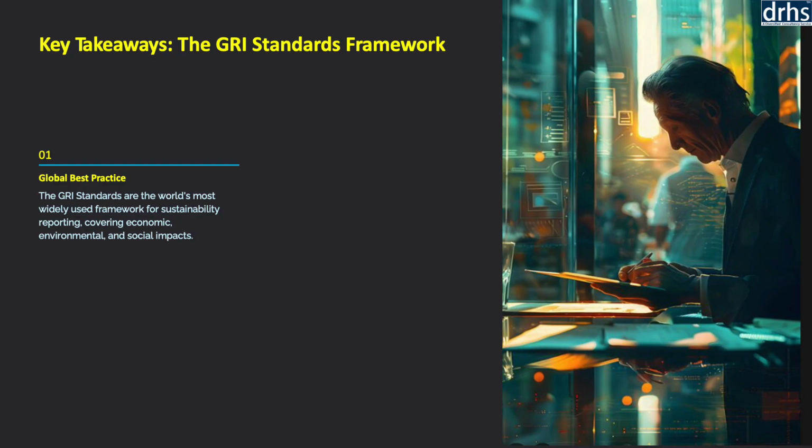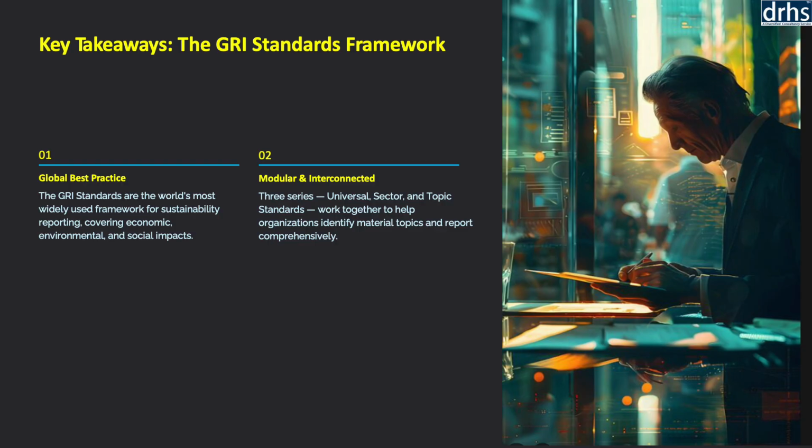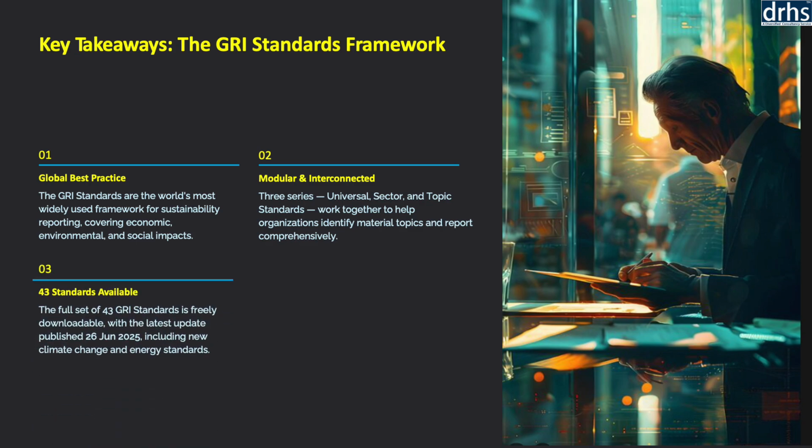Its modular and interconnected architecture, comprising universal, sector, and topic standards, enables organizations to identify material issues and construct disclosures that are both comprehensive and contextually relevant. The reference to the complete catalog of standards highlights the breadth and dynamism of the GRI system, reflecting continuous updates in response to emerging global priorities such as climate change, biodiversity, and energy transition. This ensures that reporting remains aligned with evolving stakeholder expectations and regulatory landscapes.